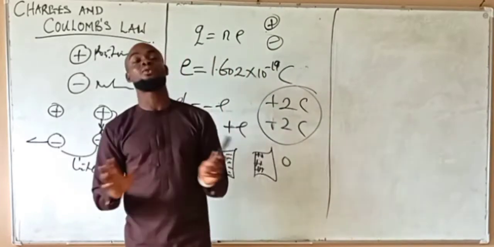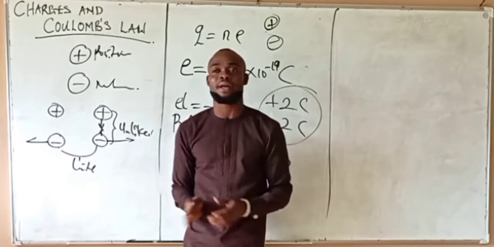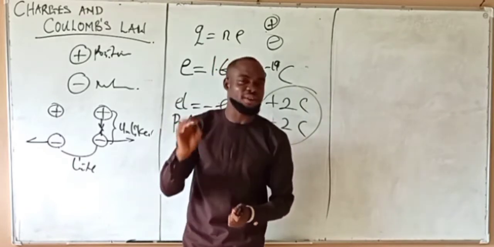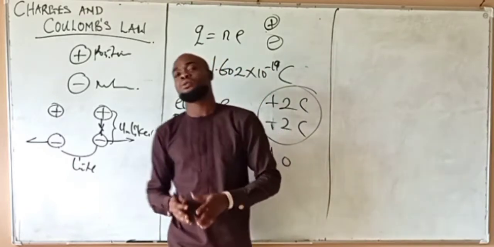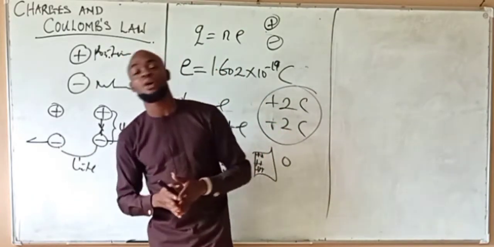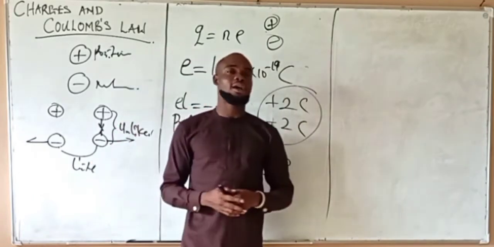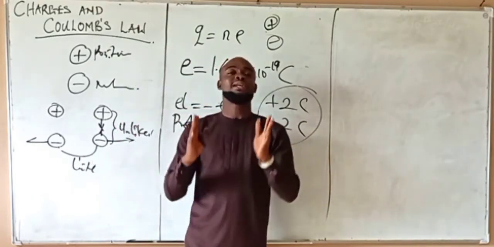We have insulators. Insulators are materials that cannot conduct electricity. Any material that does not have free charge carriers, or that can conduct electricity only at a lower state, we call an insulator. Take note of that.